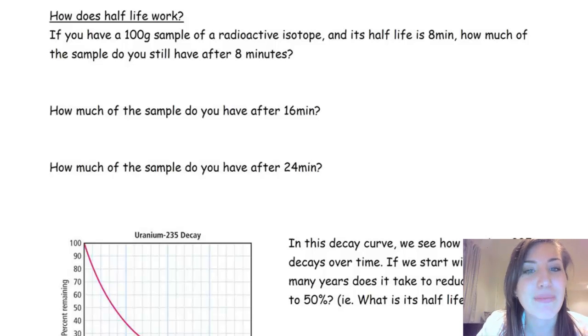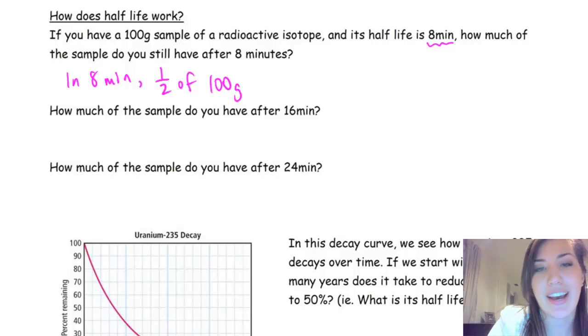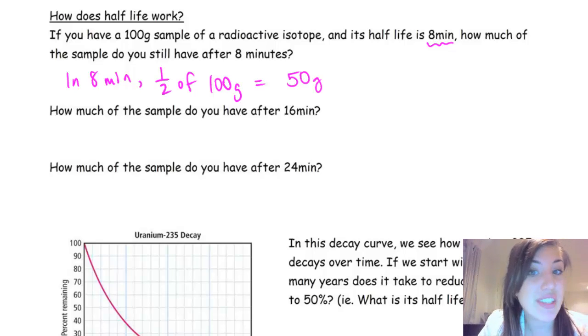If you have a 100-gram sample of a radioactive isotope and its half-life is 8 minutes, how much do you have after 8 minutes? Well, you started with 100, so in 8 minutes you have half of 100 grams. And we know that half of usually is that secret word meaning times. So half times 100 gives you 50 grams left. Half of 100 is 50.